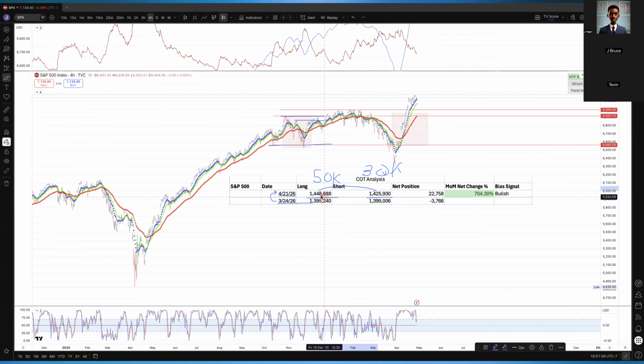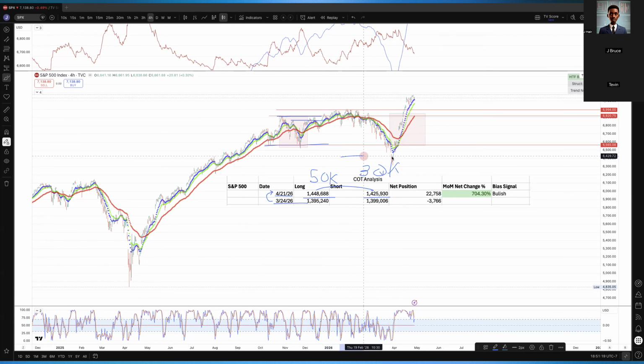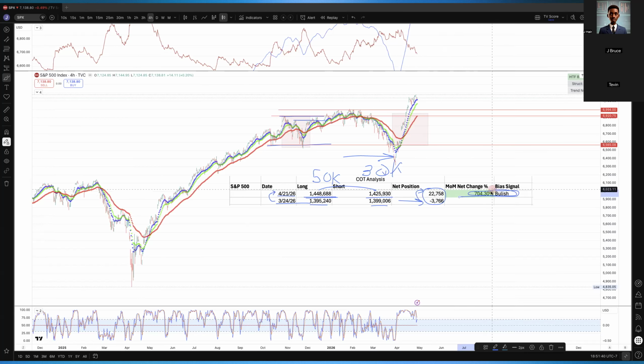1,425 to 1,448. So as prices were coming down over the past month, the large operator has been positioning themselves long. Over the month, the change in that positioning has gone from negative, where we had more shorts than longs, to more positive than it's been all year. So that's a big 704.3% change month over month when you look at it like that.